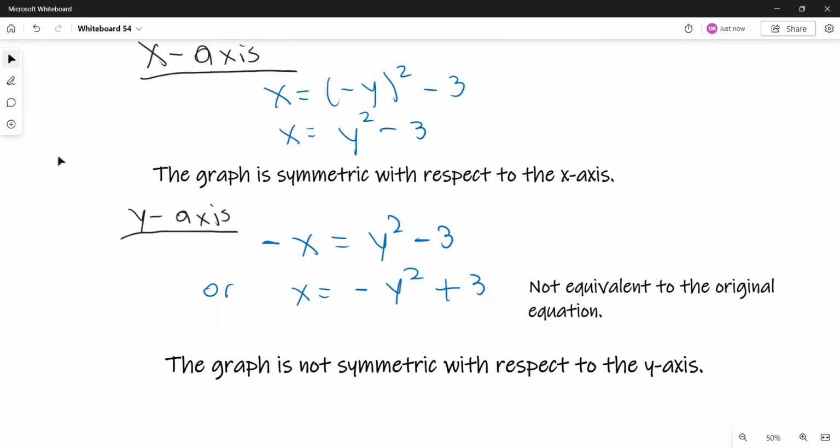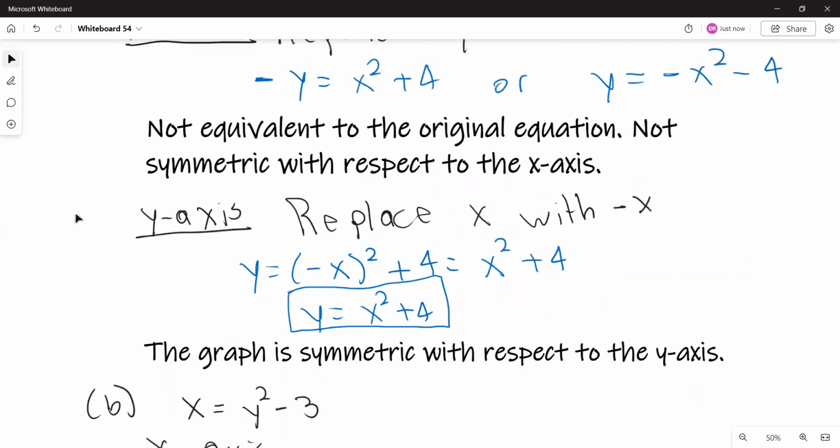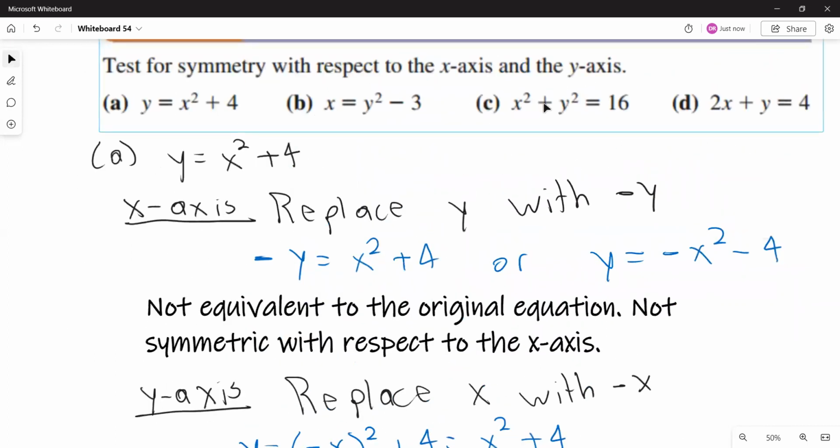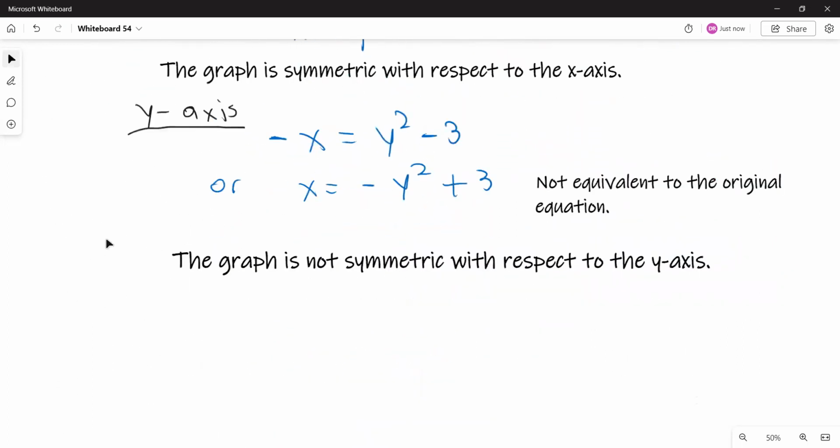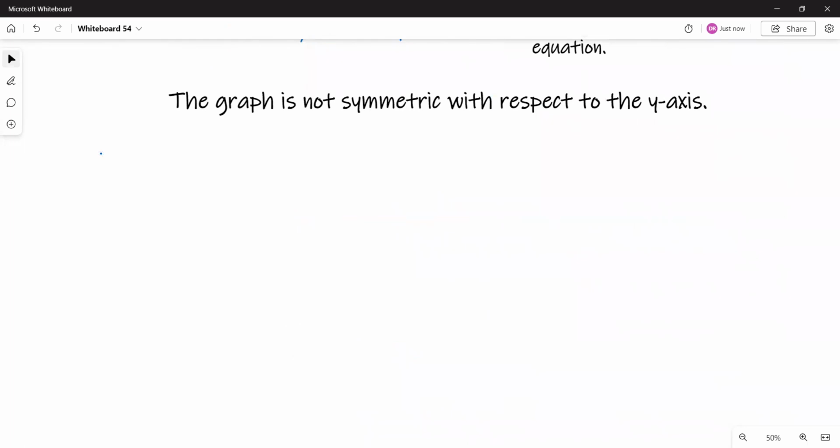Third example. Part C, we have x squared plus y squared equals 16. If you remember the second section of this chapter, this is the graph of a circle centered at the origin with radius 4. So let's test for symmetry.